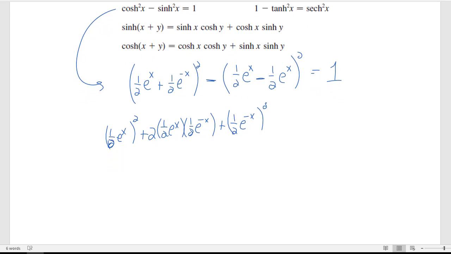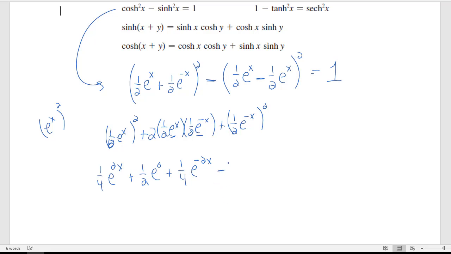Now, I want to square this as well, and let me see if I can squeeze this in. So first of all, let me simplify this, and we can see what this is actually going to become. So this is really 1/4, right? And when I have e to the x squared, remember when I have an exponent raised to an exponent, I multiply those exponents. So I really have e to the 2 times x. And then here is a half times a half, which is a quarter, times 2 is a half. So I'm going to have plus 1/2. And then when I multiply like bases, I add exponents. So I'd have e to the power of x plus negative x, which is e to the 0. And then the last one is 1/4. And again, I multiply those exponents and get that expression.